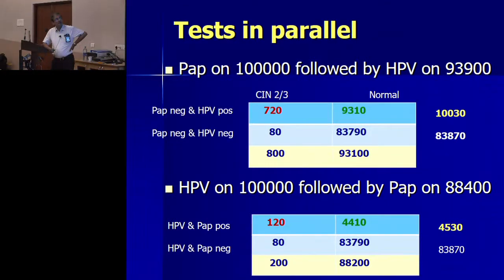False positives are 9,310. If you do HPV first on 100,000 followed by PAP on 88,400, then out of the 200 you are picking up only 120 because sensitivity of PAP is 60%. Okay.